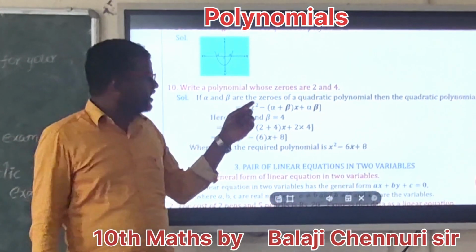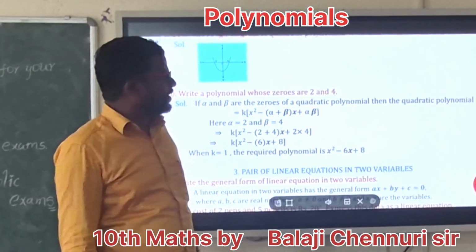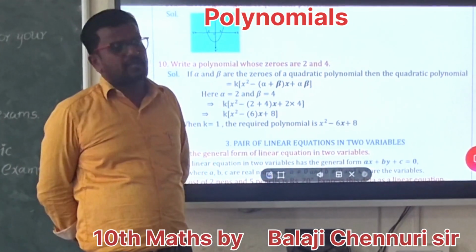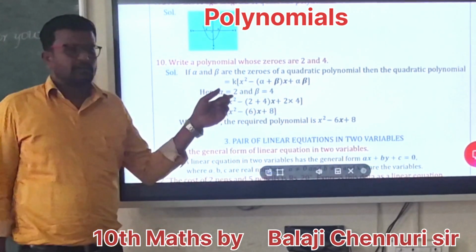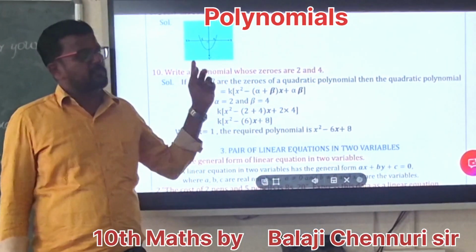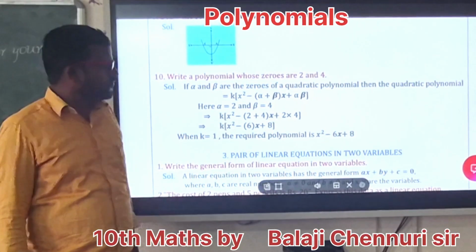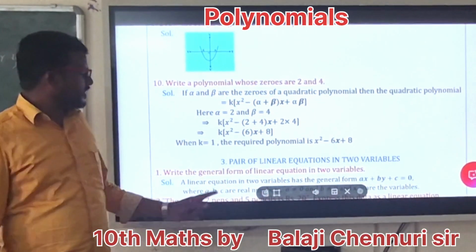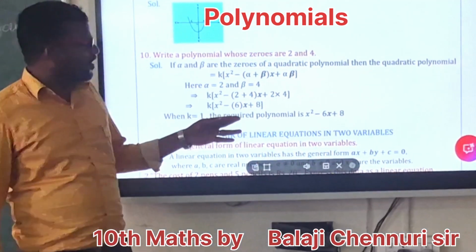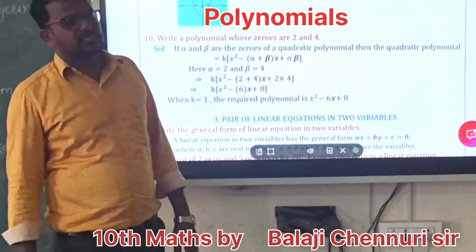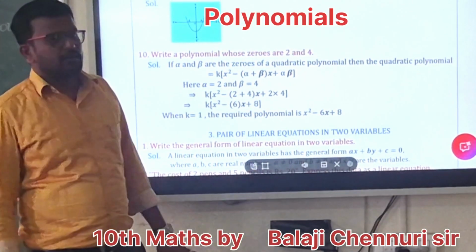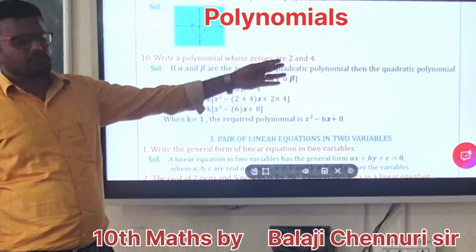If alpha and beta are the zeros of a quadratic polynomial, then the quadratic polynomial is k into x square minus alpha plus beta into x plus alpha into beta. Alpha is equal to 2 and beta is equal to 4. Then you substitute. Don't keep it equal to 0 since it is a polynomial. K into x square minus 2 plus 4 into x plus 2 into 4. Therefore, if we choose k equal to 1, then the required polynomial is x square minus 6x plus 8. This is the polynomial with the zeros 2 and 4.